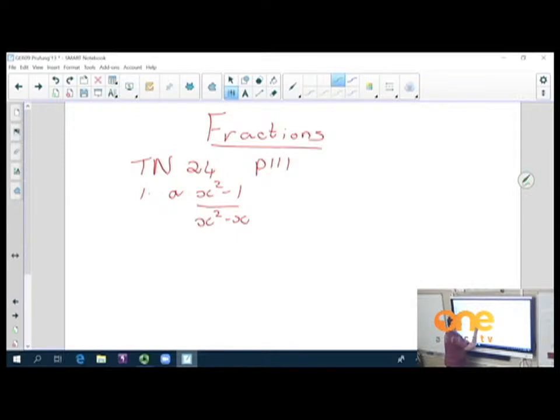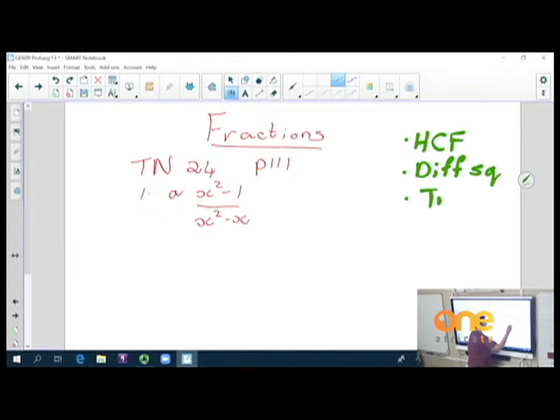If I factorize here, now remember, we had the 4 steps. The highest common factor, the difference between squares, we had trinomials, and we had grouping. So we are still working with that factorization. You are still dealing with that factorization.